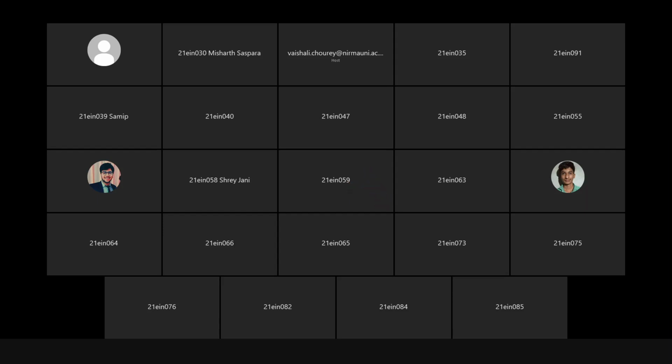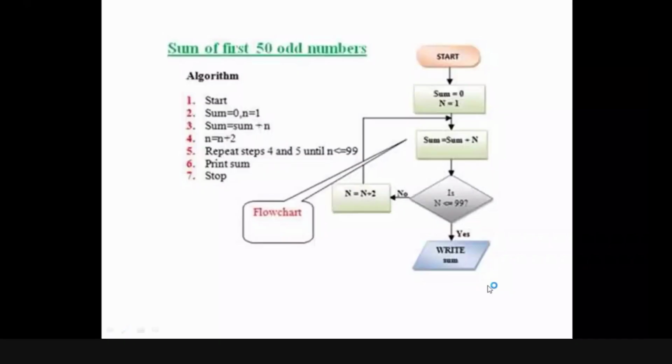So back to our problem. The problem is that this is the flow chart to calculate the sum of odd numbers. What should change so that this same algorithm calculates the sum of first 50 even numbers? Ma'am, n is equals to 0 instead of 1. तो वो 0 से काउंट करेगा.